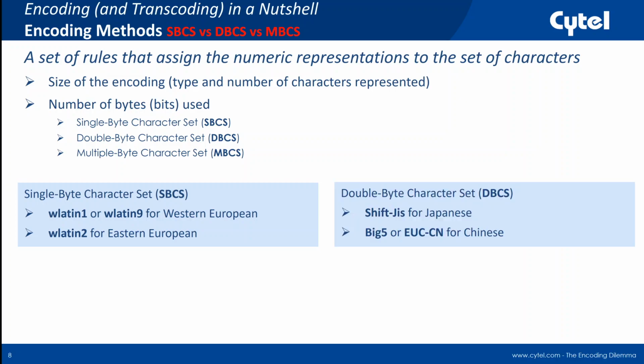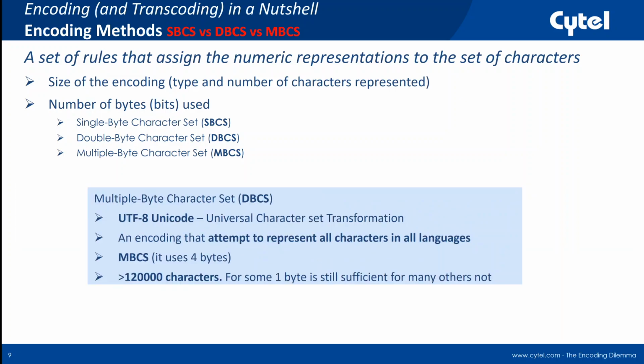For example, Shift-JIS, the encoding system that defines encoding rules for Japanese characters, and Big5 for Chinese characters, they both require 2 bytes to fully and correctly represent all characters in their respective character sets.